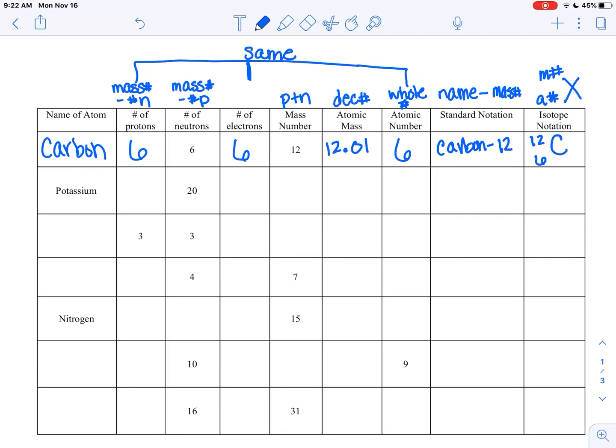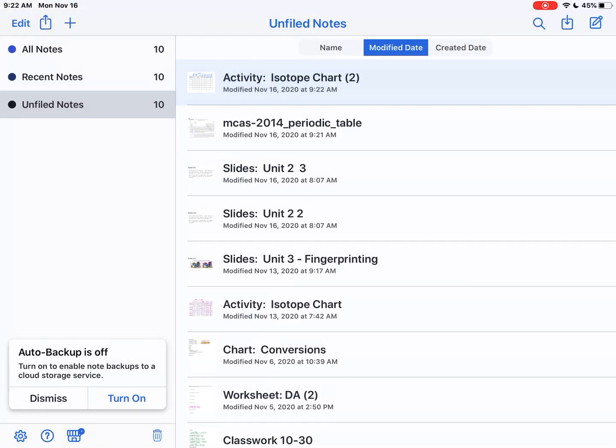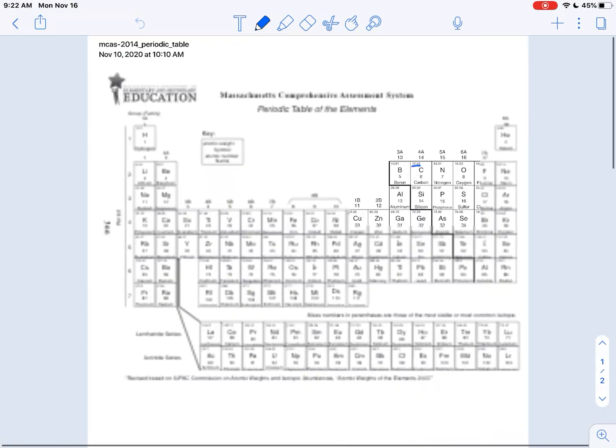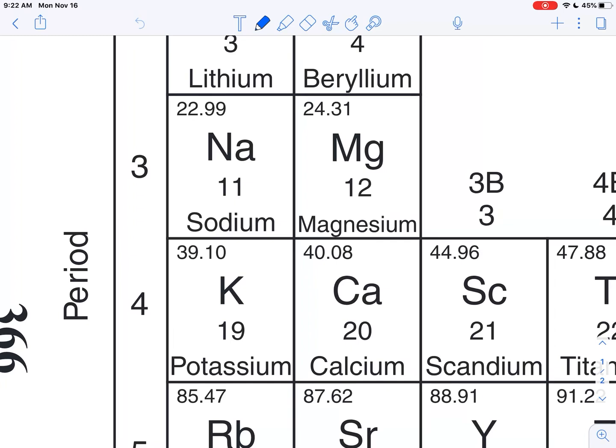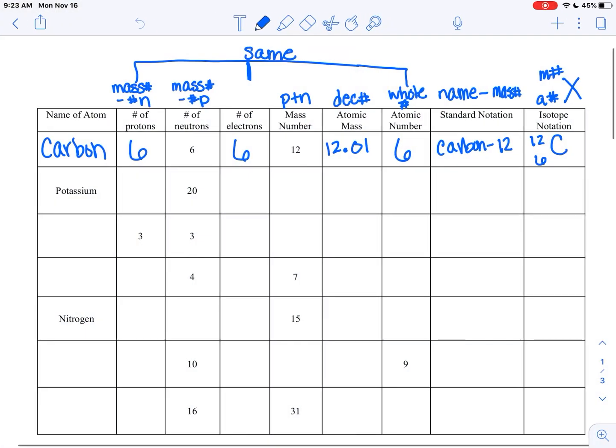Okay, so let's do the next one, potassium. Potassium is a little bit easier because we tell you the name right away. So you can look up potassium on the periodic table, and it's going to be right here. And then that tells you your atomic number. Your atomic number is the whole number, so it's number 19. So we can fill in the atomic number. The reason why that's great is because then that tells you your number of protons and your number of electrons, because those three columns have to be the same.